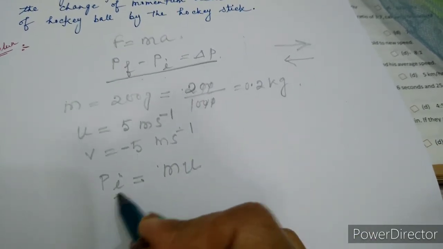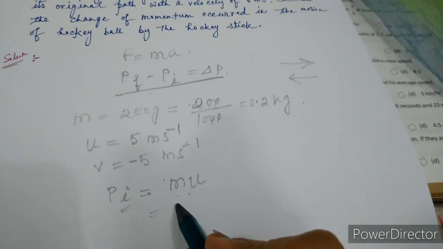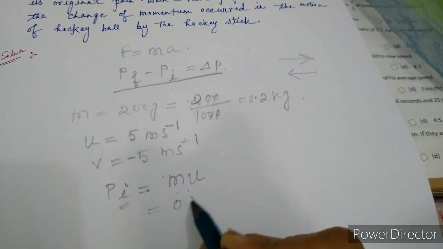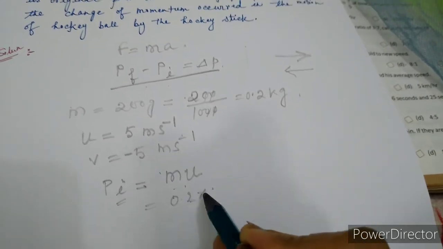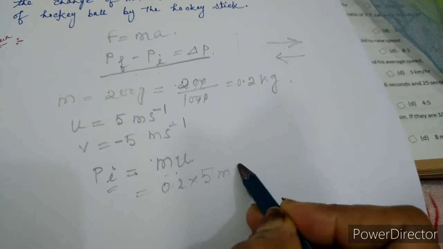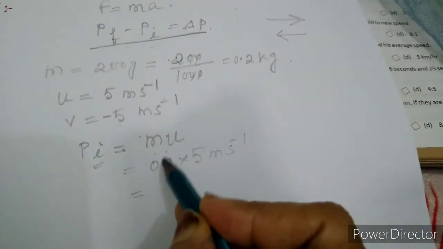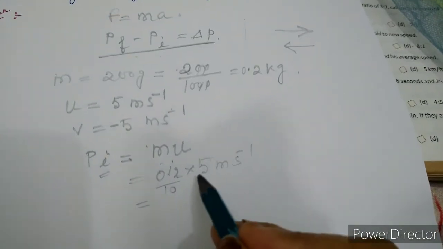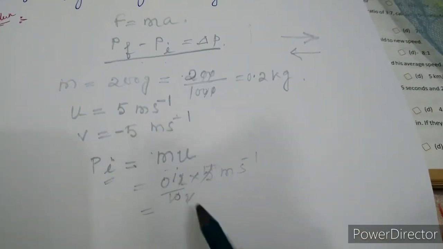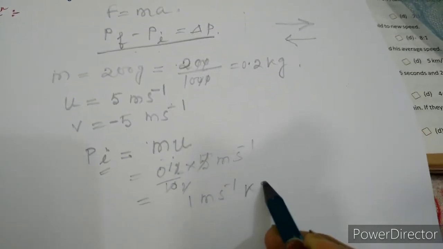Pi is equal to, since it is initially, so it will be mu. So mass is how much? That is 0.2, and u is how much? U is 5 meter per second. Okay, so multiply both of them, so you will get how much? Here it is 10, so 2, so it will be 1 kg meter per second.